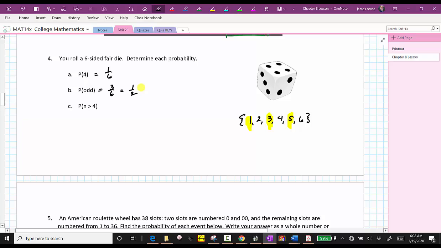And next, we want the probability of the number being greater than 4. Well, the numbers greater than 4 from 1 through 6, so from the sample space, would be 5 and 6. 5 is greater than 4, and so is 6. There are 2 favorable outcomes out of a total of 6. The probability of rolling a die and getting a number greater than 4 is equal to 2/6, which simplifies to 1/3.